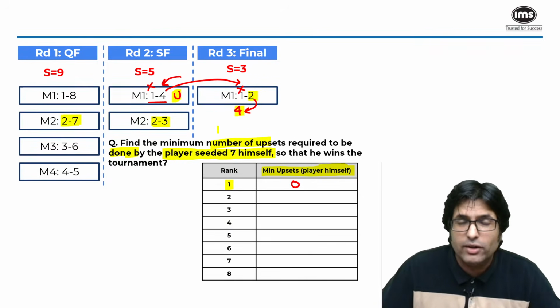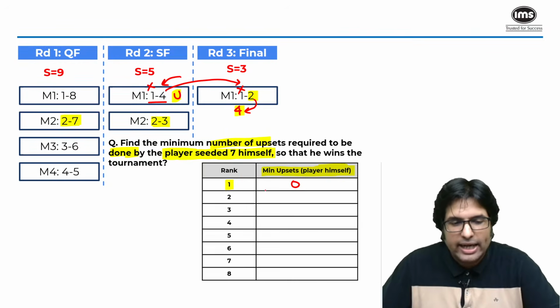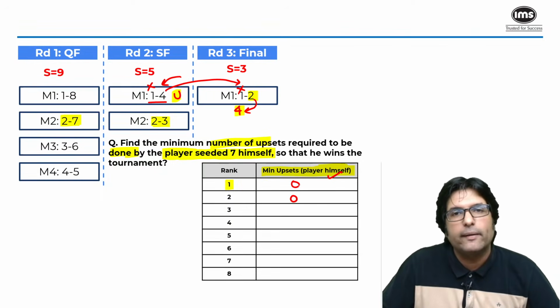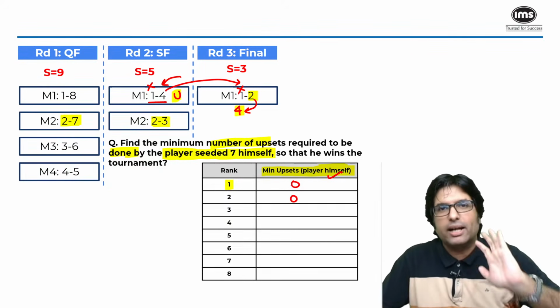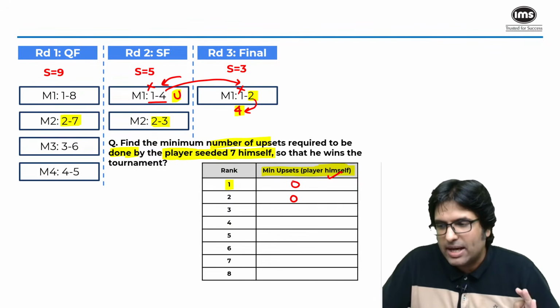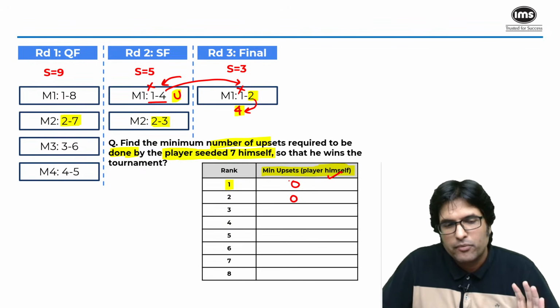What about this match? 2 is playing with 4. Will this be an upset? No. And therefore, can I say with guarantee that the minimum upsets required by the player himself would be 0 here? That the player is not getting involved himself in an upset. There would be other upsets in the tournament. We are okay with that. Type yes if this is absolutely clear, that for player 2, the minimum number of upsets would be 0.